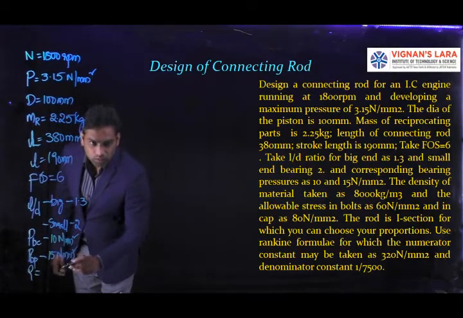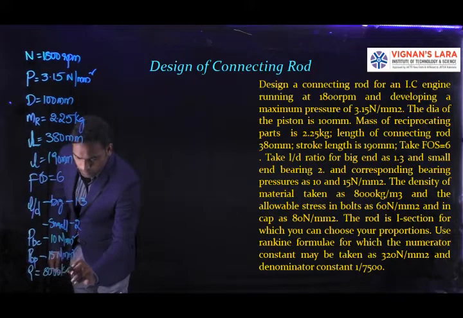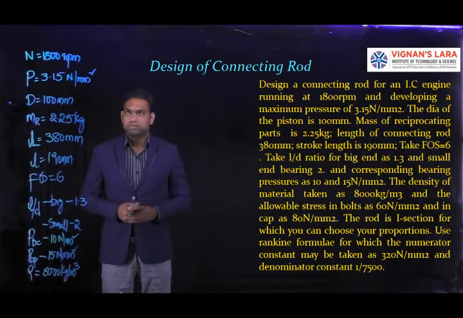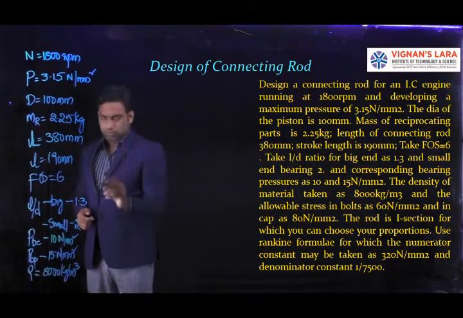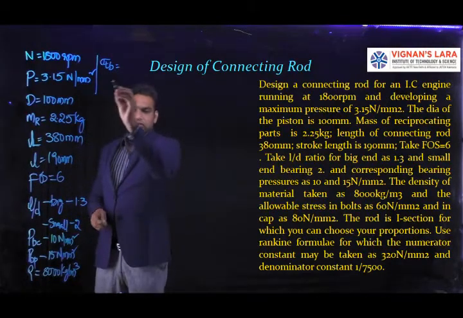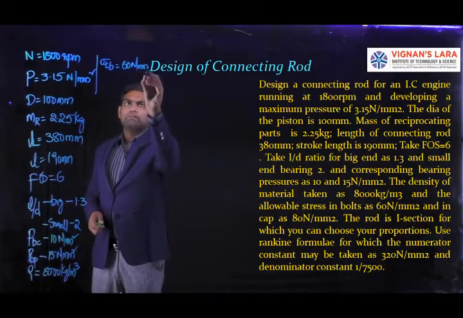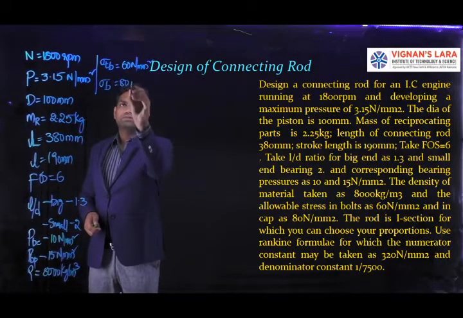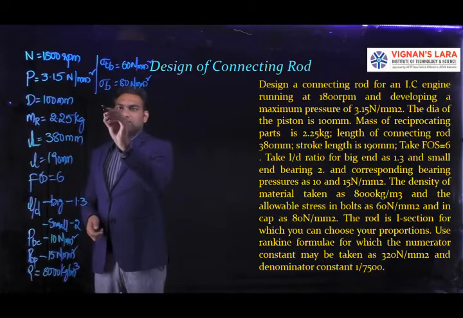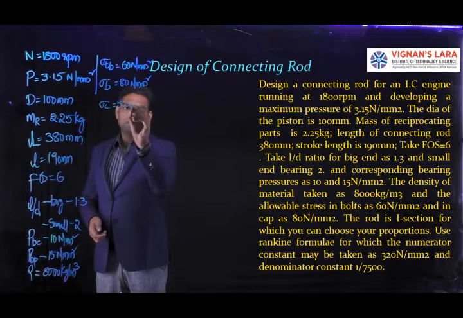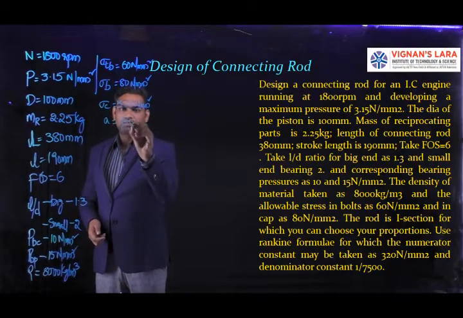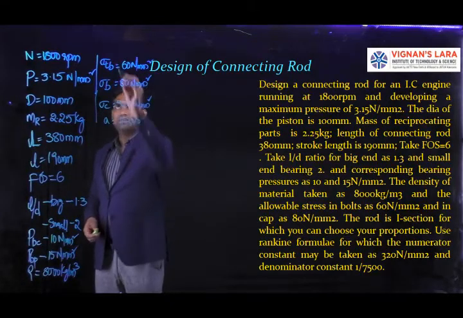After that, the density of the connecting rod material is also given, denoted by rho, that is 8000 kg per meter cube. The allowable stress for bolts, sigma tb, is given as 60 newton per mm square, and the bending stress for cap is 18 newton per mm square. The section is an I section, and the numerator constant, sigma c, is 320 newton per mm square, and the denominator constant, small a, is 1/7500.